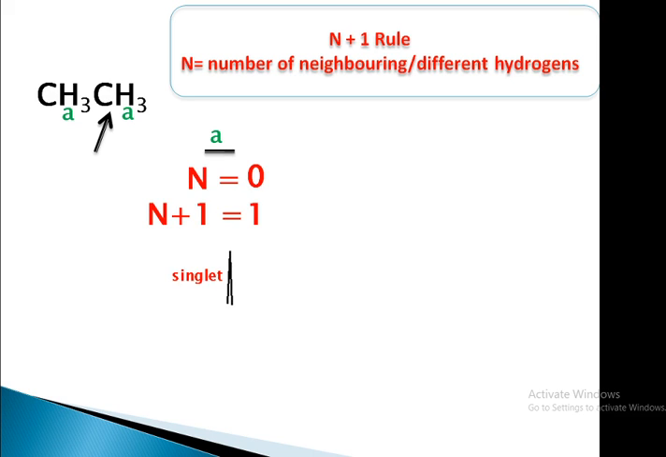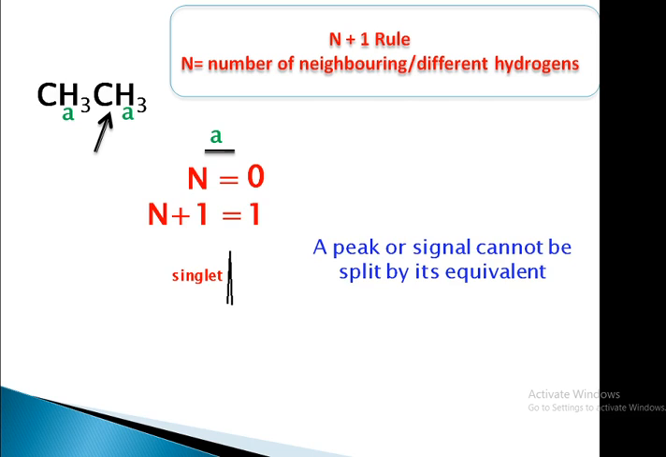Here the important thing is, a peak or signal cannot be split by its equivalent. It cannot be split by equivalent. The neighboring proton must be different, so the equivalent signals cannot be split up.